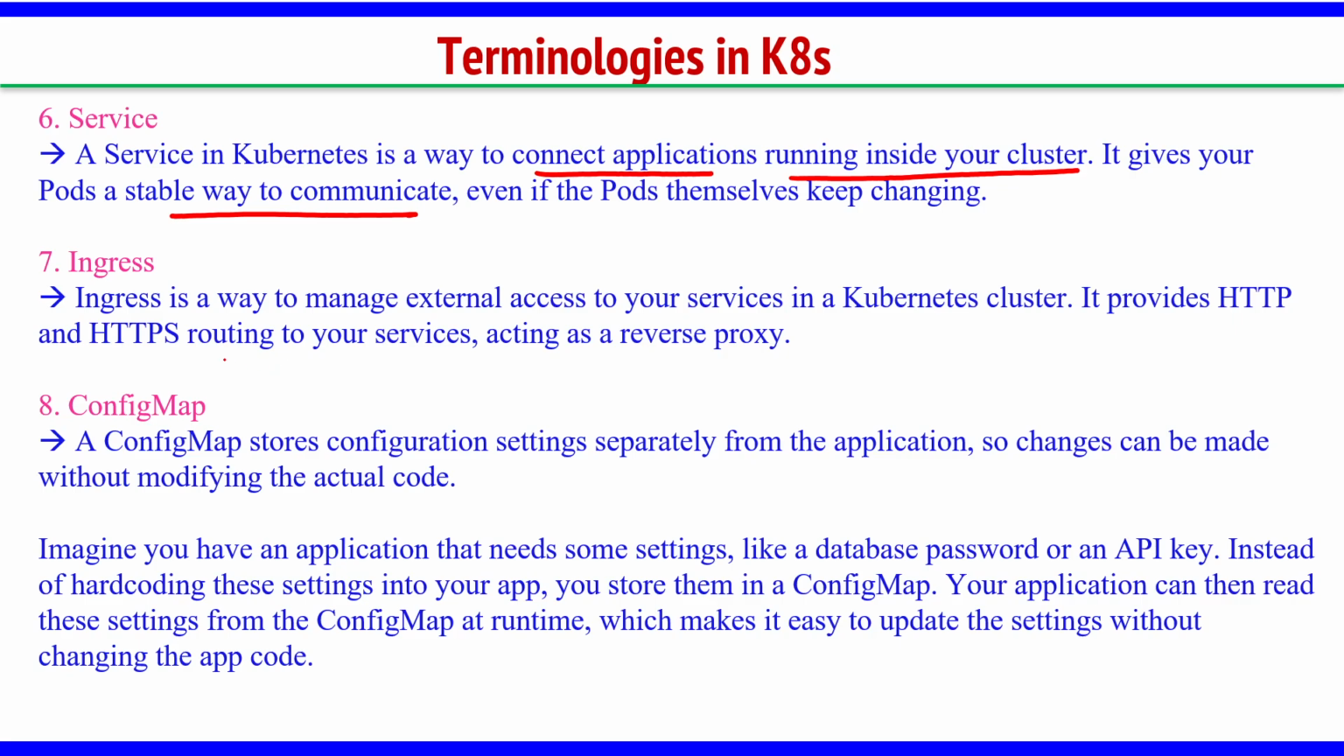Then ingress is a way to manage external access to your services. See, your applications are running in a Kubernetes cluster. In the cluster, I have a lot of virtual machines. In each machine, I am running different pods. Inside a pod, I have multiple containers. So, inside a container there is my service running. If I want to access or talk to somebody external, right, I have to use ingress. It provides HTTP and HTTPS routing to your services, acting as a reverse proxy, right.